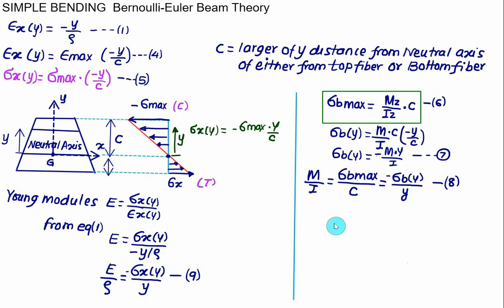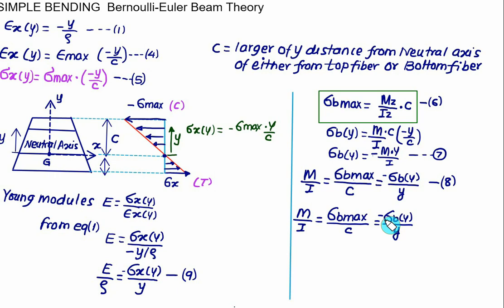So if we combine 8 and 9, we get the bending moment M divided by I, remember, about the z-axis, equal to the maximum value of the bending stress divided by c, which is the same as the bending stress at any distance y, where we have to take the distance y from the neutral axis, with a negative sign, and this negative bending stress divided by y is the same as E by rho. So on the right hand side we have E divided by the radius of curvature rho.